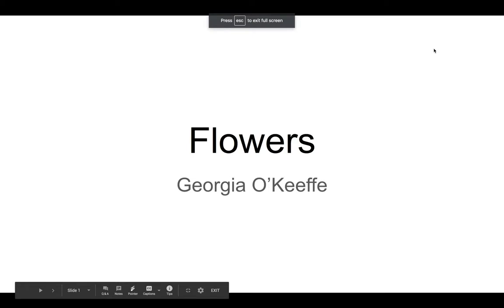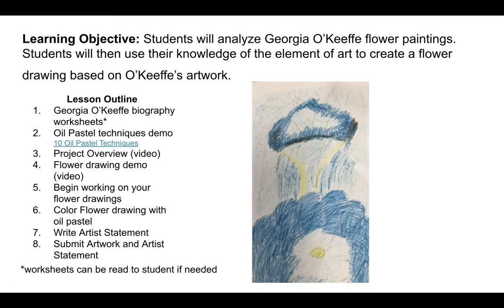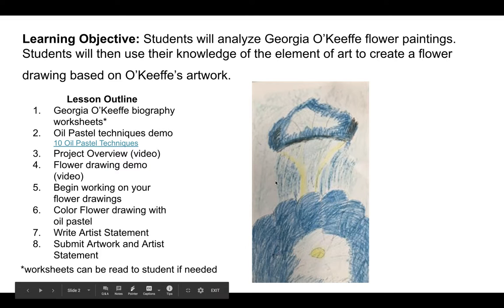Hello, art students. Today you're going to learn about Georgia O'Keeffe and her flower paintings. So your learning objective for this next project is that we're going to look at some Georgia O'Keeffe flower paintings and analyze them based off their use of the elements of art. And then you're going to use your knowledge of the elements of art to create a flower drawing based off O'Keeffe's artwork. So you can see I have an example of a flower drawing here that one of my students did a couple years ago.